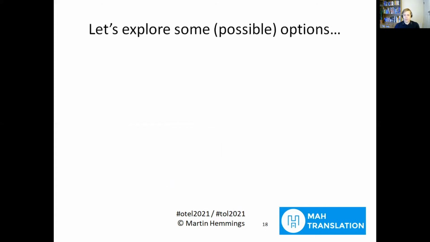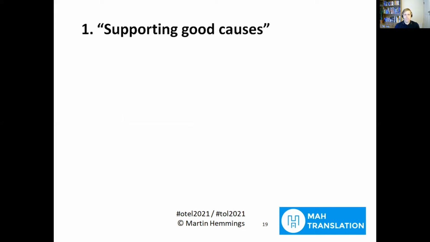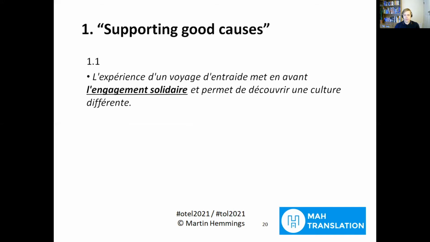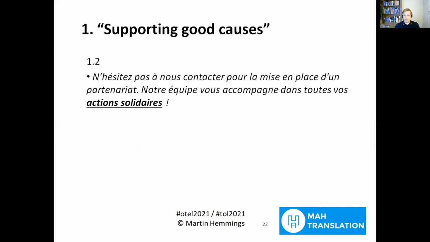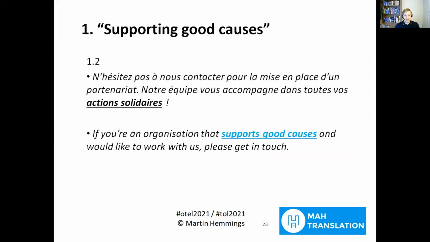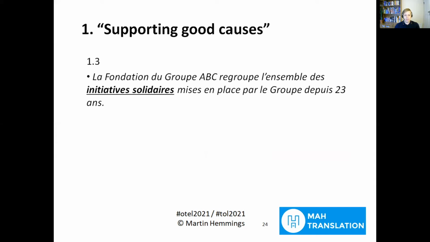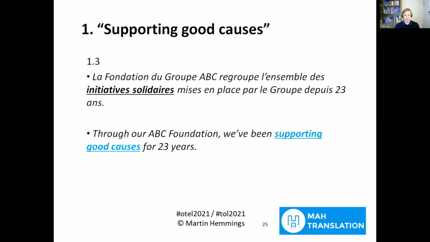So I'm going to explore some examples here. I'm not going to read through each example in full because we're short on time, but again, you can always pause the video. We're going to focus on how the idea of solidarité or solidaire has been translated each time. The first idea is to do with supporting good causes. So here we have something to do with work camps, youth work camps, and engagement solidaire is a great way to support a good cause. Here we're talking about action solidaire. And again, it's supporting good causes. And initiative solidaire, same idea, supporting good causes.